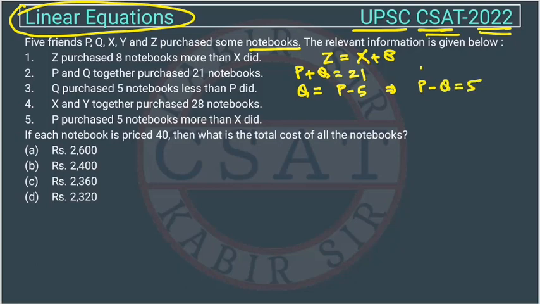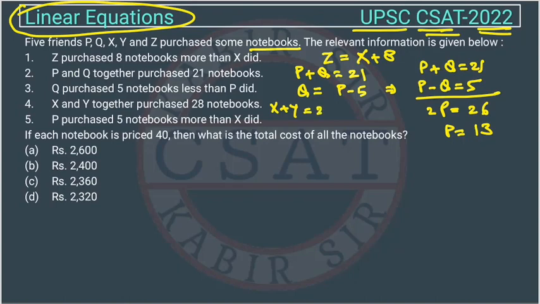And here we have P plus Q is equal to 21. We will add these equations, so this will be 2P is equal to 26. So P is equal to 13 notebooks. Now X and Y together purchase 28 notebooks, so X plus Y is equal to 28. And P purchased 5 notebooks more than X did, so this is X plus 5. From here we know P is equal to 13.